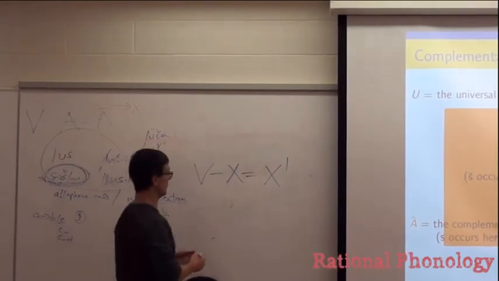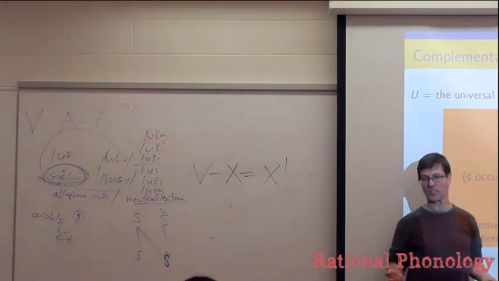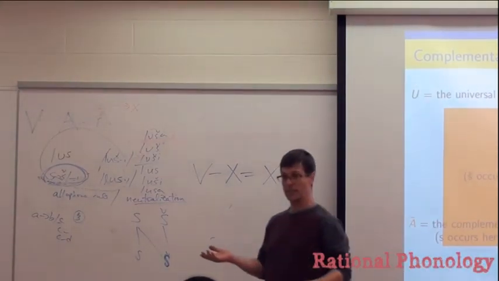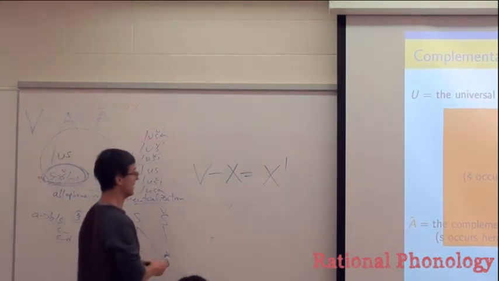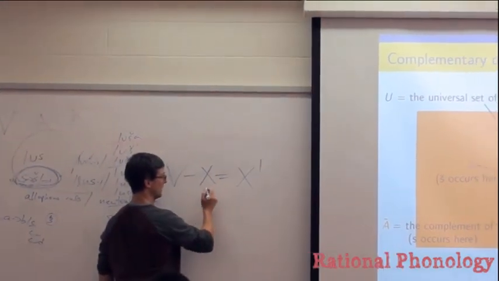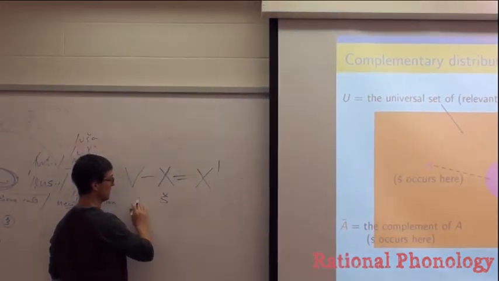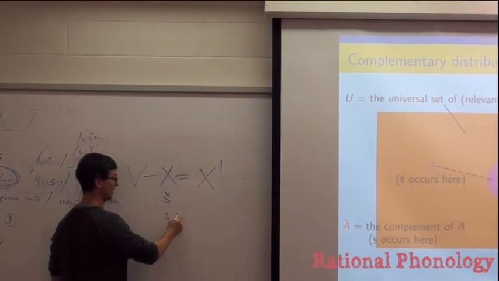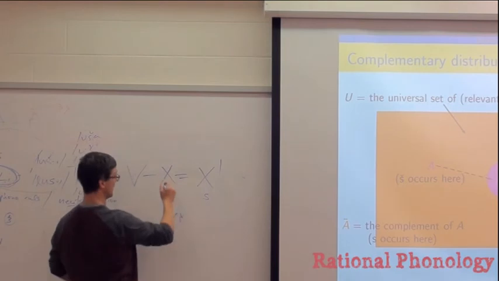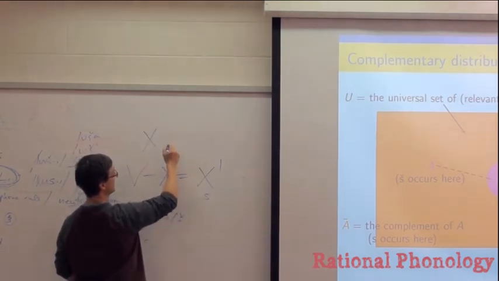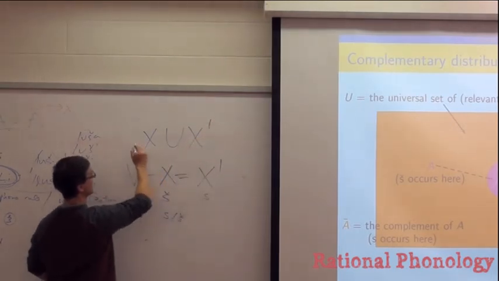And lo and behold, that's where that word comes from. Complementary distribution. You know that term, right? It relates to the set theory notion of complement. It just says if you take where you get sh, and you subtract it from where you get either S or sh, then this is where you get S. Right? So if we take this set of environments and we union it with this set of environments, what do we get?